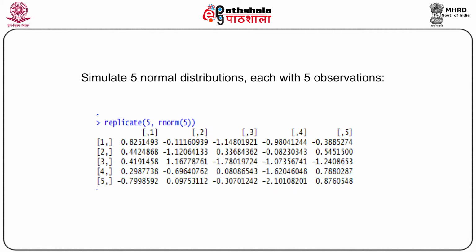Here is an example considering the simulation of 5 normal distributions, each with 5 observations, using the replicate function. For this, we are using this syntax, which contains the function replicate, then within the first bracket the number of replications, which is 5 here, and the function to replicate, which is rnorm 5. And here is the output corresponding to the R code.